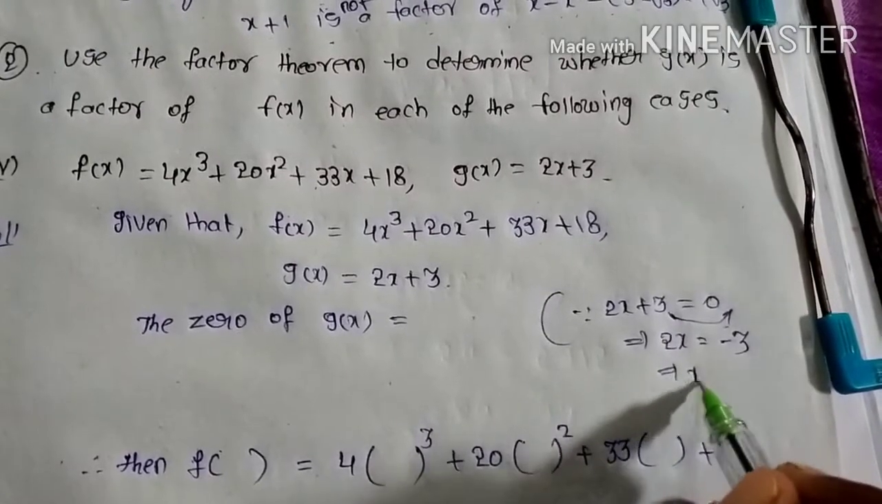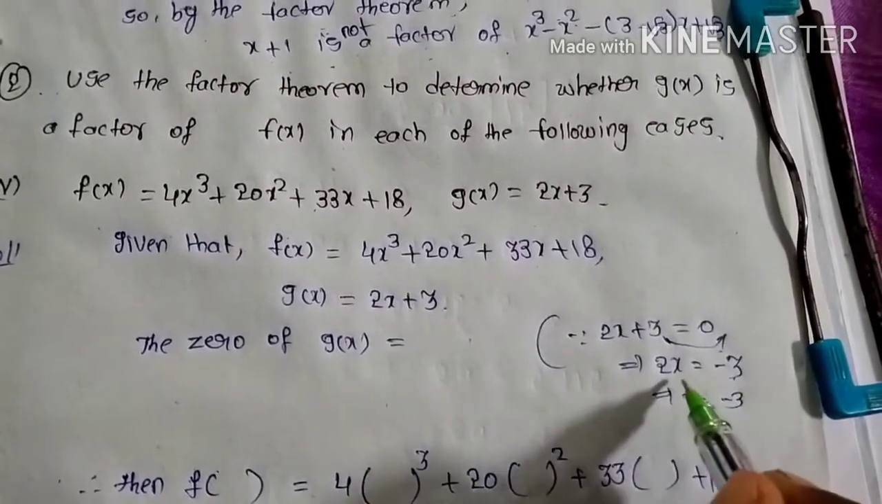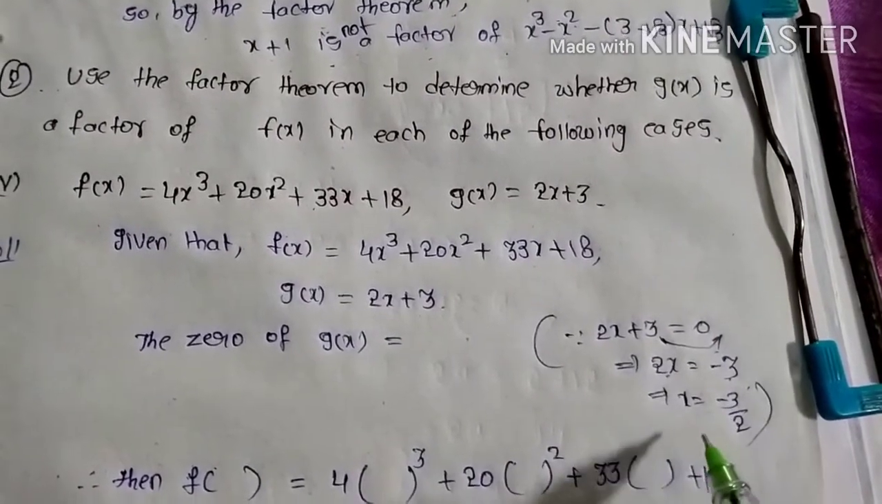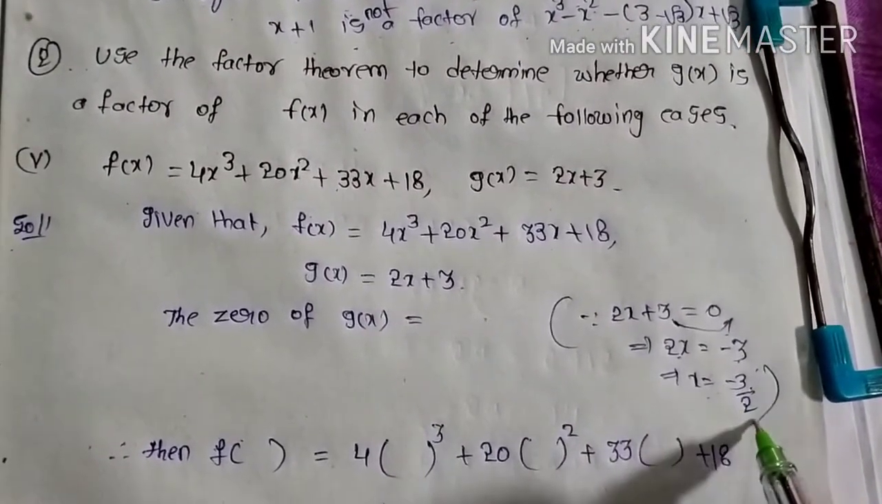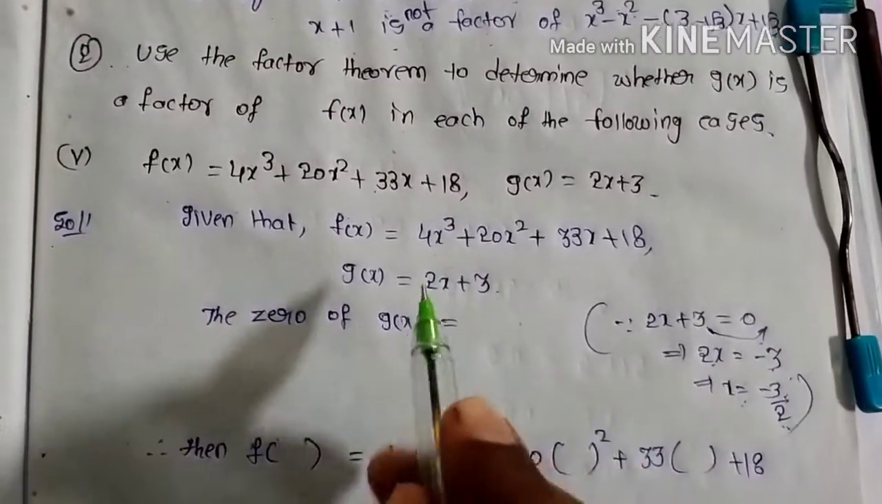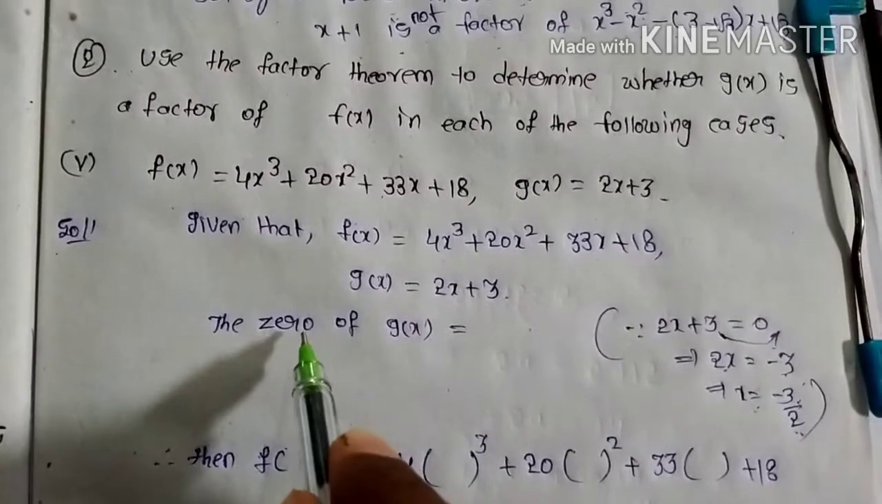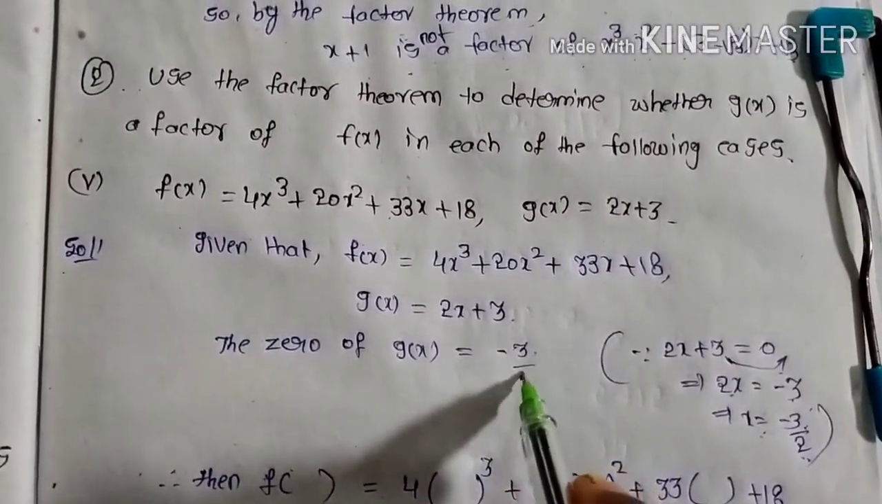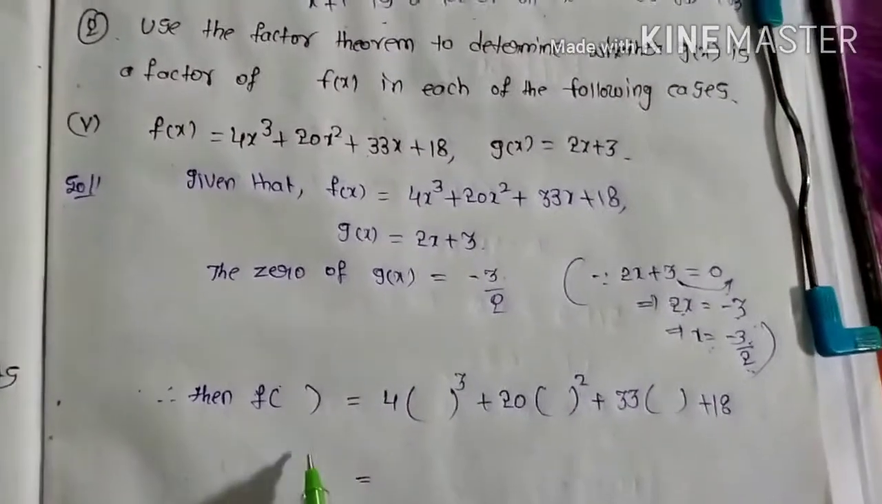Then you can see here x is equal to how much? Minus 3. If I am transposing 2 to the RHS, it will become division, and that means you are getting x is equal to minus 3 by 2. Here you can see that the zero of g of x is minus 3 by 2. That means you can find the remainder.